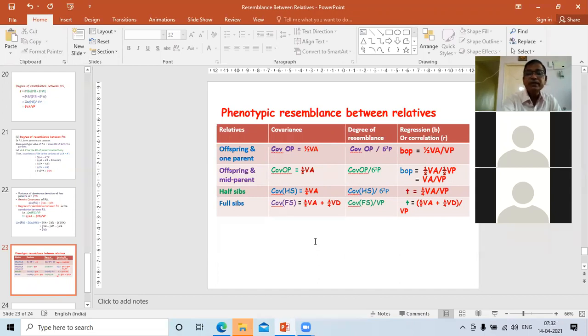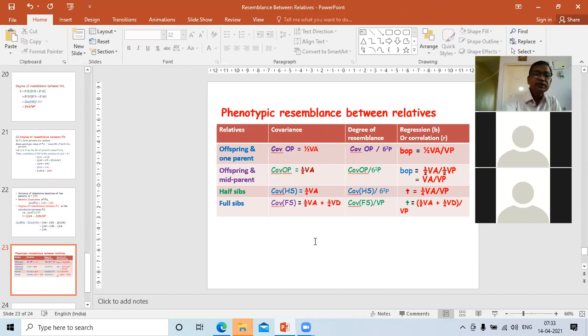When we estimate the heritability from offspring and one parent, if the structure is like this, just imagine one sire is mated with 10 different dams. Each dam produces one daughter. That means ultimately the sire has 10 daughters, one daughter from each dam. So all these 10 daughters are called half sibs.